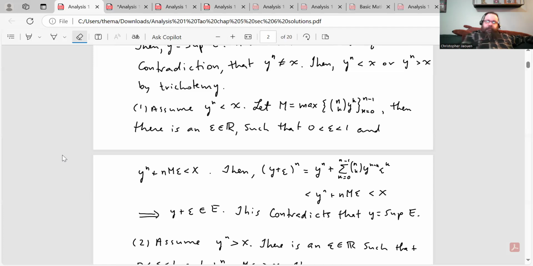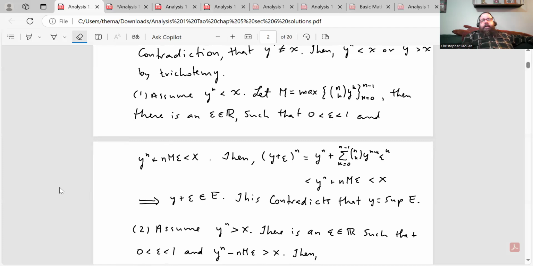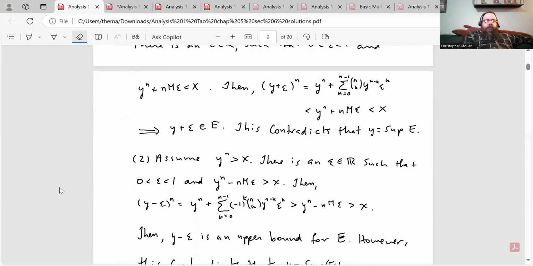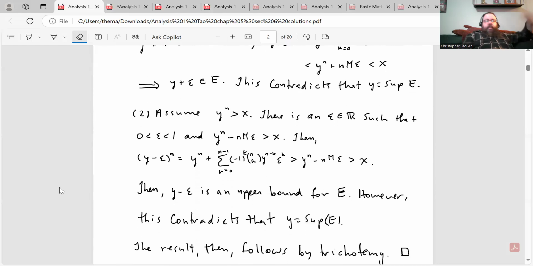using induction, right? But anyway, (y plus epsilon) to the n is equal to this by the binomial theorem, which is less than y to the n plus n m epsilon, which is less than x, by the way that we chose epsilon. That shows that y plus epsilon is an element of E, and this contradicts that y is the supremum of E. All right, so case one doesn't work. Case two, let's check next.